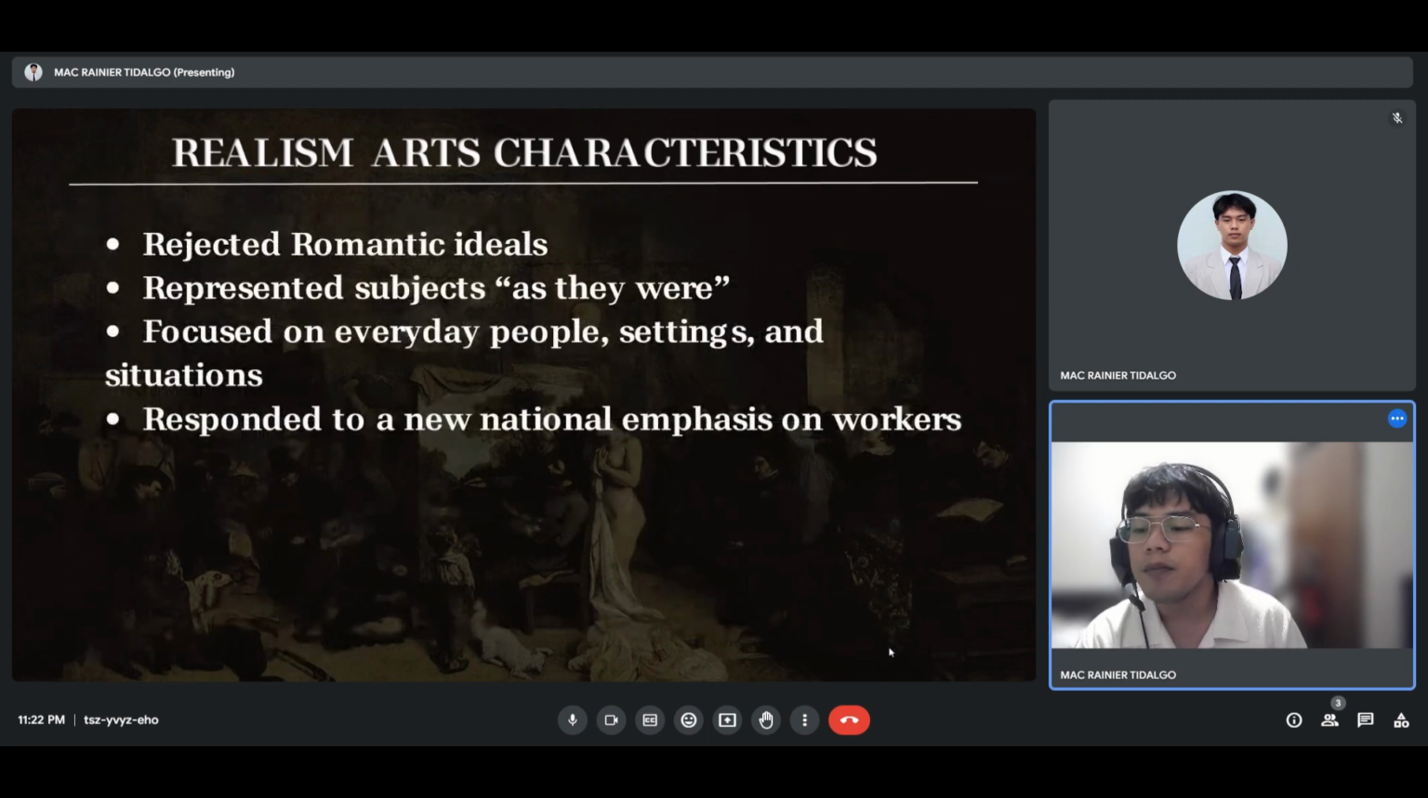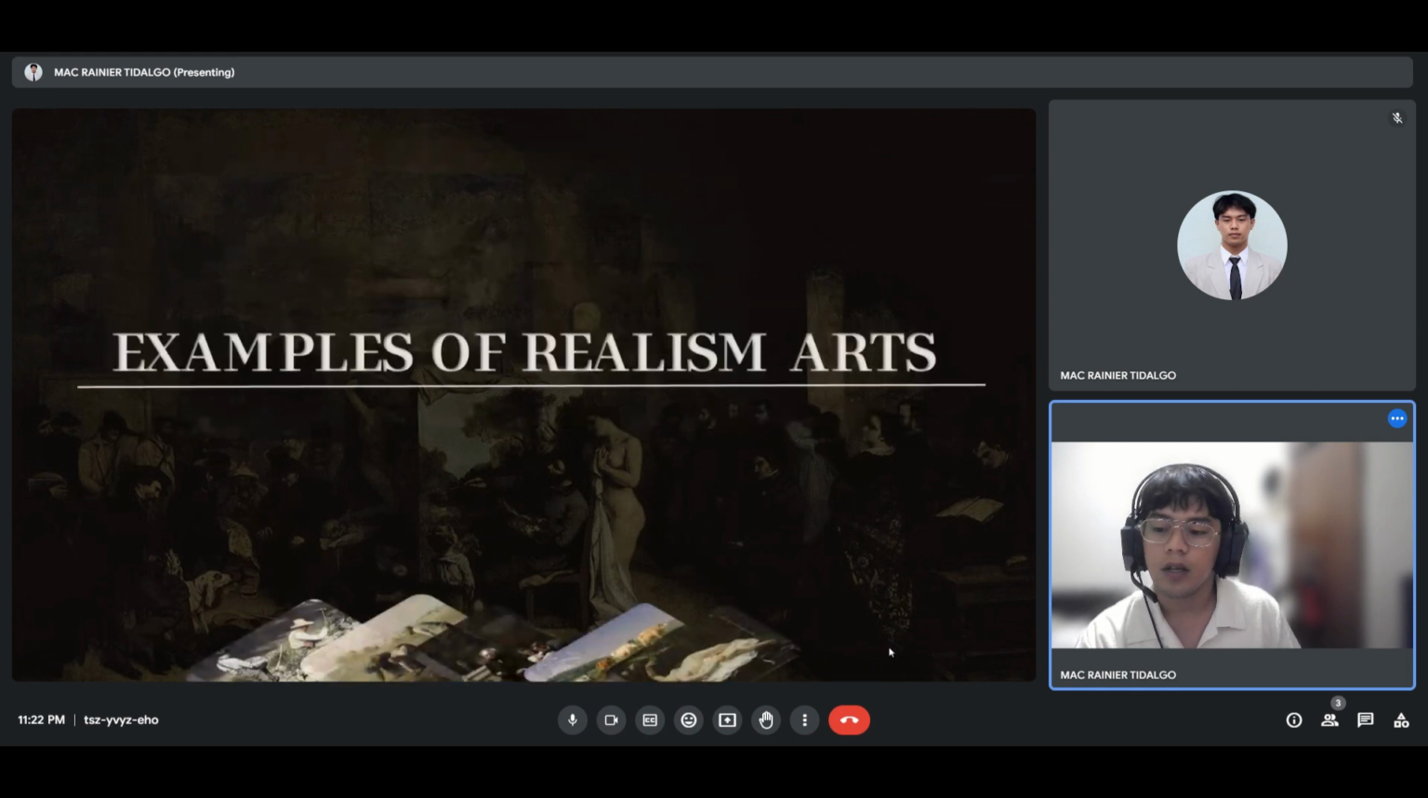So to sum it up, the characteristics of realism art are, first, it rejected romantic ideals, or the main point of the romantic period of art. Next, it represented subjects as they were. Next, it focused on everyday people, settings, and situations. Last, it responded to a new national emphasis on workers. So, examples of realism art.